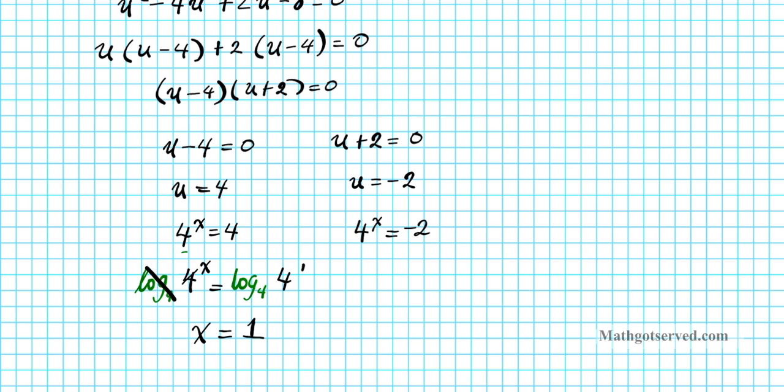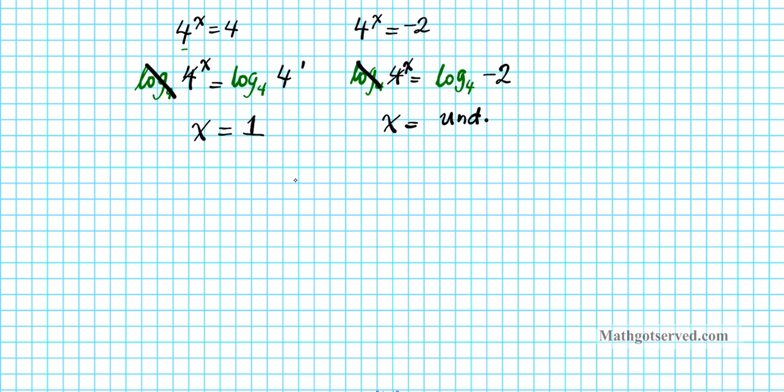Same story here. We're going to take log base 4 of both sides of the equation. On the left side is log base 4 of 4 to the x. On the right side, I have negative 2. Okay? These cancel out, and we have x, and logarithms cannot take in negative input. Negative inputs or arguments are not in the domain of the logarithm, so this is undefined. So the only answer that we have is x equals 1. All right, so there goes our final result.